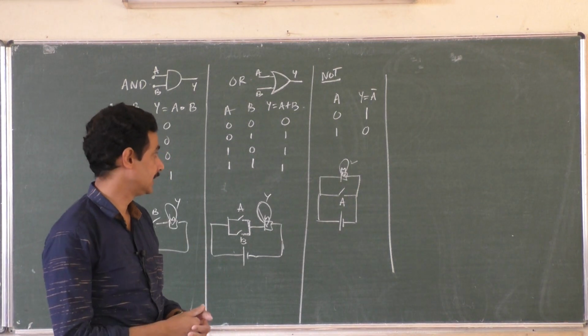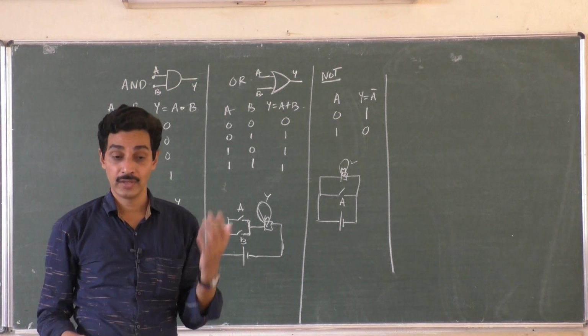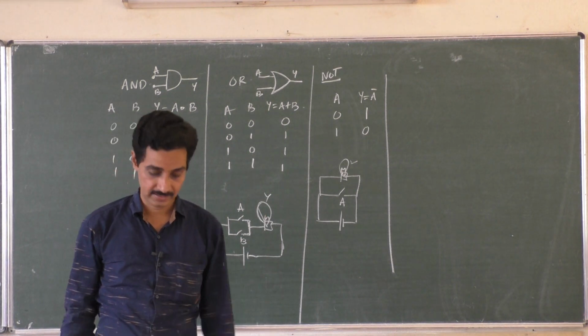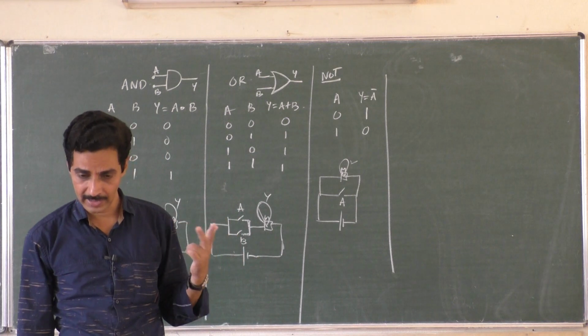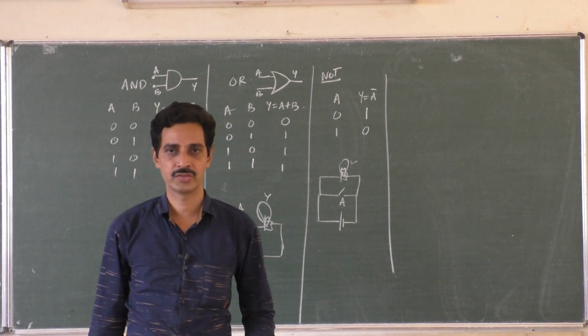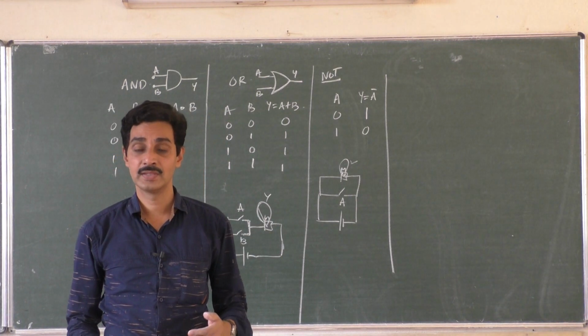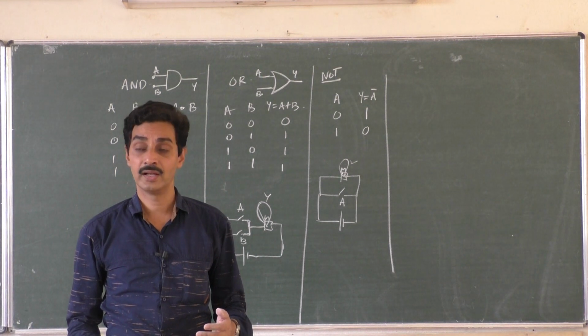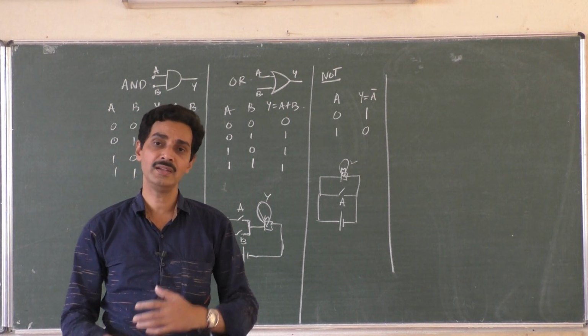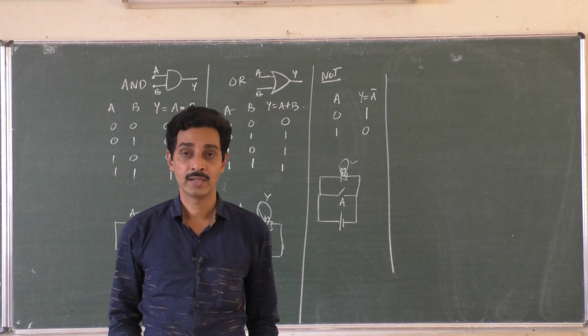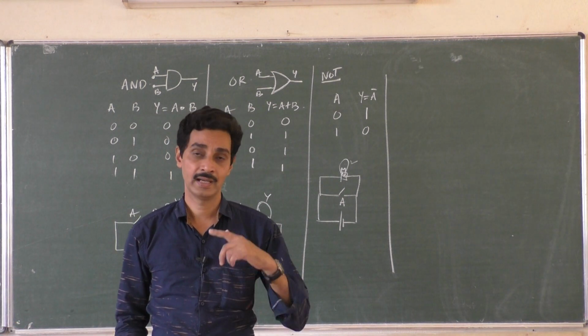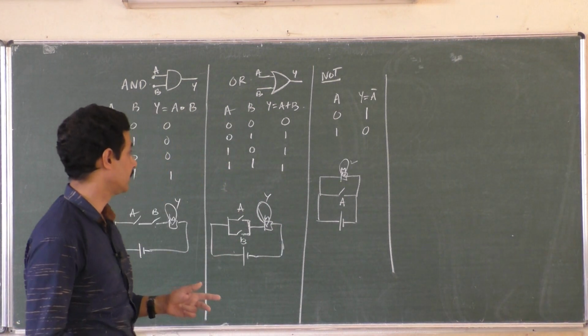Another thing here is, we construct some universal gates. What are the basic logic gates? AND, OR, NOT. What are universal gates? The logic gates which can be used to generate or produce any type of other gates. What are they? One is NAND gate and another is NOR gate. What are NAND and NOR gates?